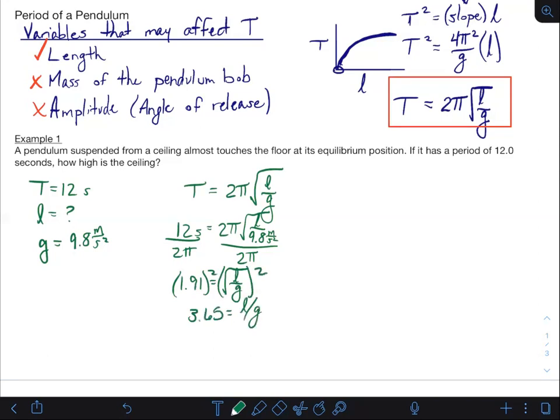Maybe I should put 9.8 in all these locations. Here, I'll replace this with 9.8. Because then, in order to get L by itself, we say, oh, I got to multiply both sides by 9.8. We end up getting 35.7 meters as the length of our pendulum. Thus, 35.7 meters is the height of our ceiling, which is pretty huge. We're talking like over 100 feet tall. I think we're hanging out in some kind of amphitheater maybe with ceilings that tall.